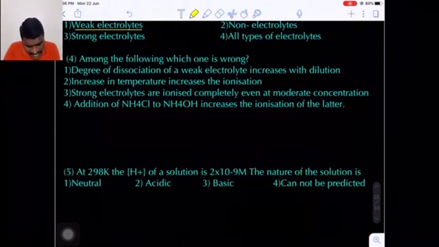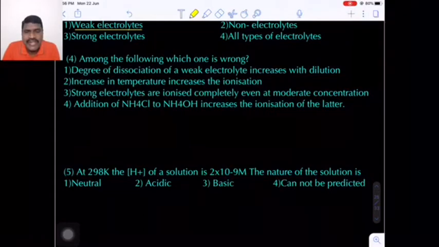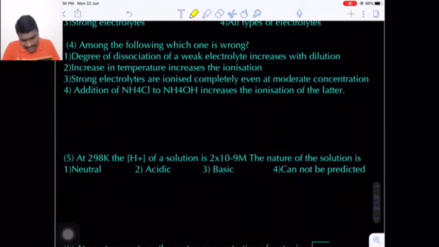Degree of dissociation of a weak electrolyte increases with dilution. Yes, this is correct. In the Ostwald dilution law, we studied the degree of ionization or dissociation is inversely proportional to square root of concentration and directly proportional to square root of volume. Okay. Now here, the first statement is correct.